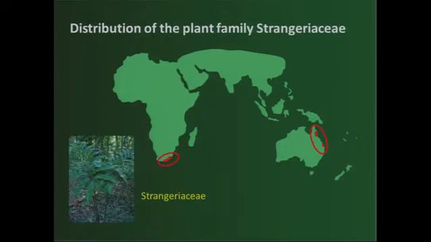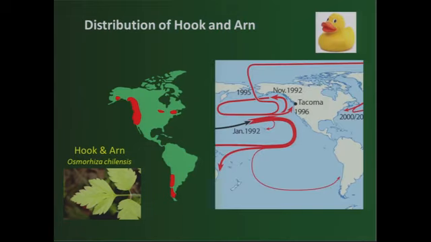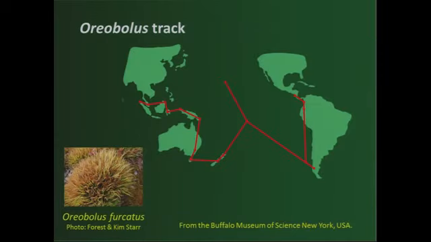Here's another example, this time a type of fern plant, Stangeriaceae. It's found in South Africa and along the eastern coast of Australia. This shows the distribution of a plant called hook and arn, a member of the carrot family. And based on the routes taken by the rubber ducks, it seems very reasonable to believe that rafting explains this. We can see here how the rubber ducks floated to North and South America.